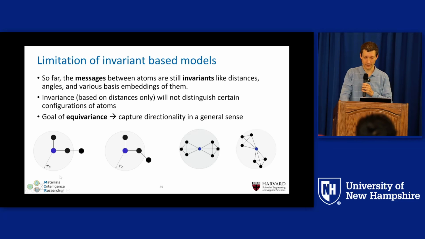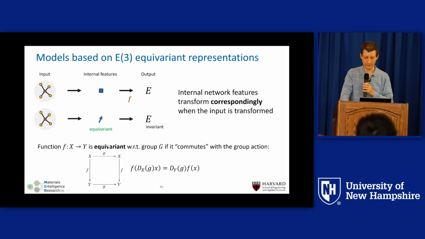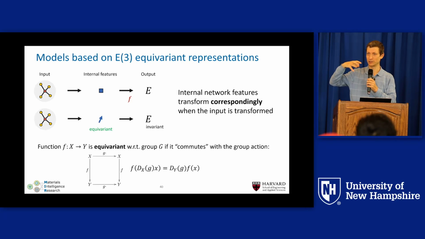So this is where we started looking at what does it take to make an equivariant model? An equivariant model essentially operates on vectors and tensors, and these are now objects that have some rotational character. They're not just numbers, right?